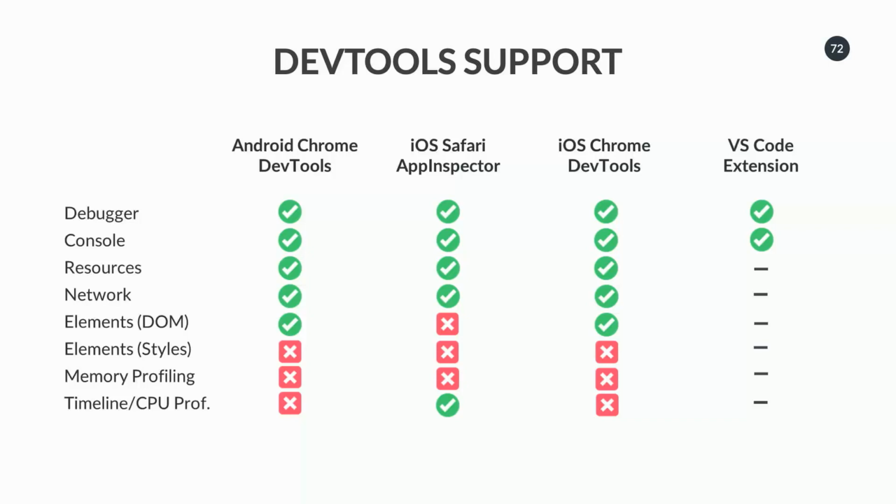Especially the big one for me that we're missing right now is the Styles tab, so I can start tweaking CSS in my app. I know the team is actively looking into this, so hopefully we'll have support for that pretty darn soon.